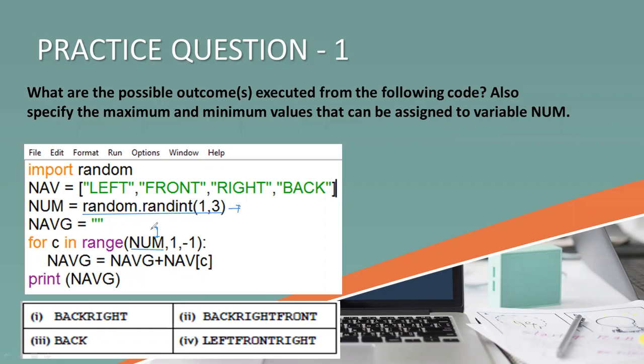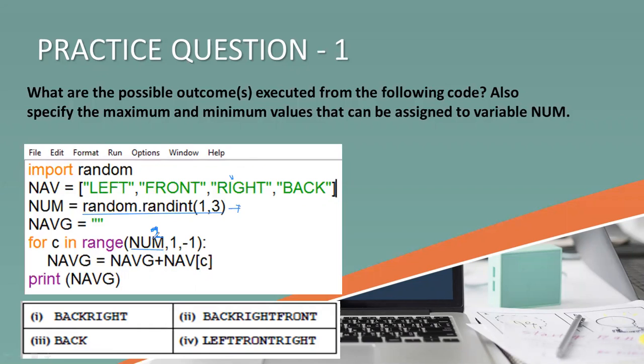If num is equal to 2, the loop will execute exactly once, that is for c is equal to 2. Now, if c is equal to 2, what will be the value of navc? If c is equal to 2, then navc will be right. So we are going to get navg plus right. That is, we are going to get only right as the output in case of num equal to 2.